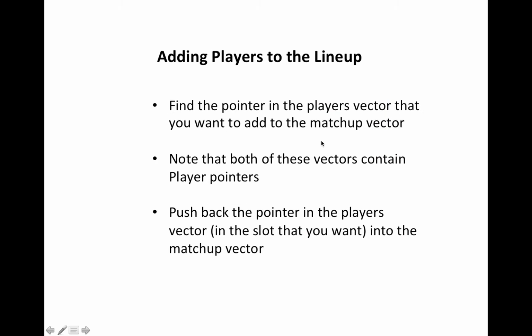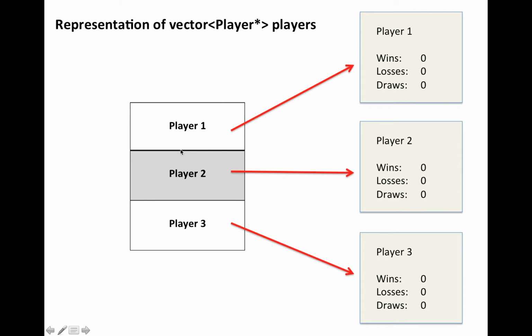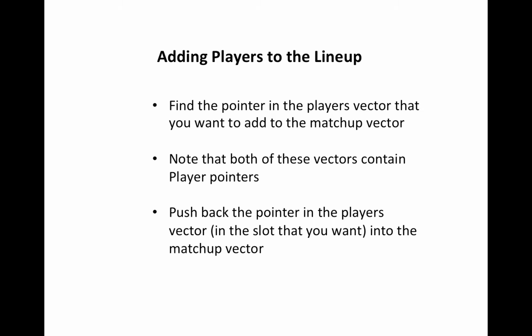Okay. So next is adding players to the lineup. Remember that the lineup will be the second vector. So a few bullet points. Find the pointer in the player's vector that you want to add to the matchup vector. So if I wanted to add player 1 right here, that would be slot 0, players at slot 0.